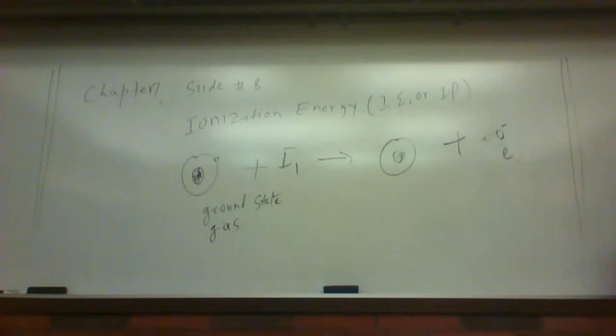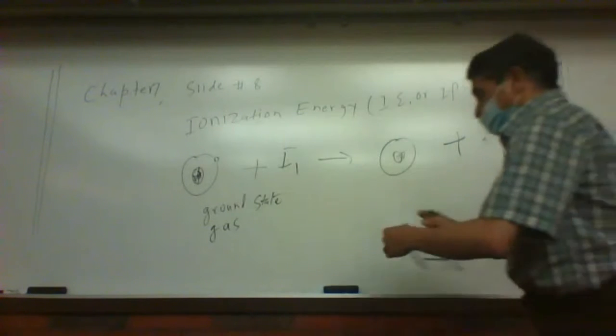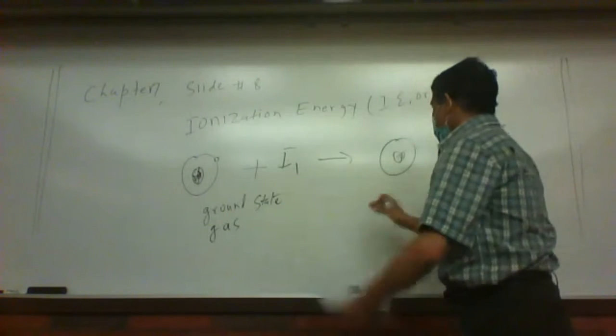Make sense? So when the atom is in the ground state and in the gaseous state, we give some energy to this atom, and the minimum amount of energy that we give so that the electron is completely detached from the atom is called the ionization energy, or ionization potential.